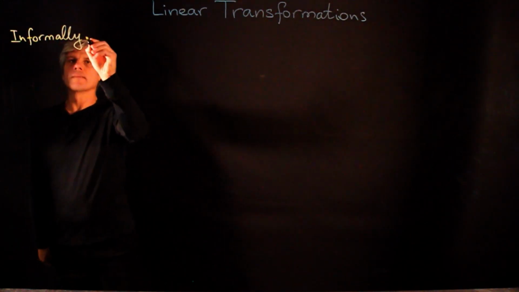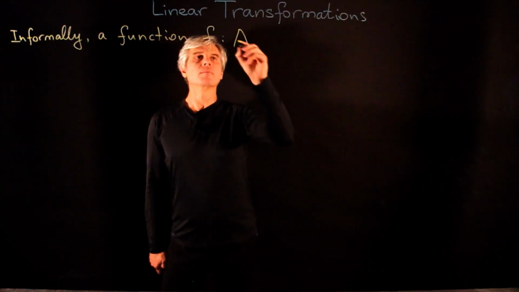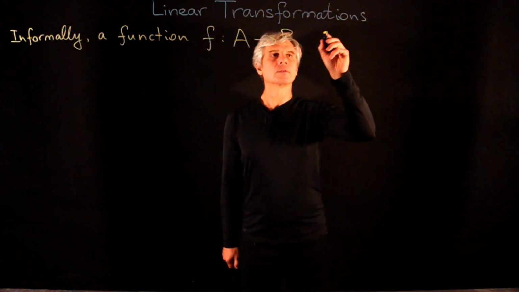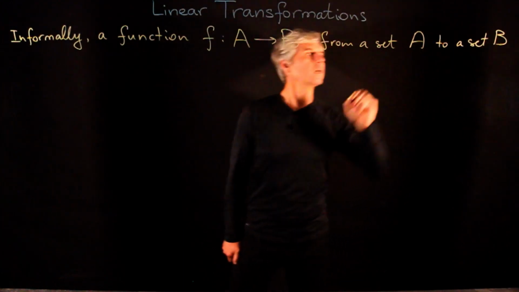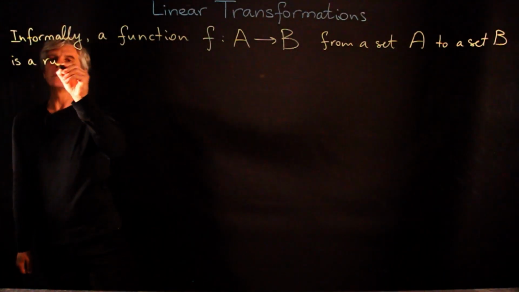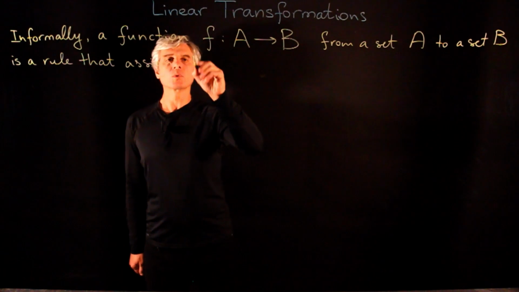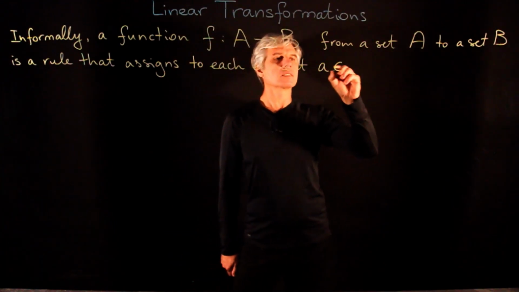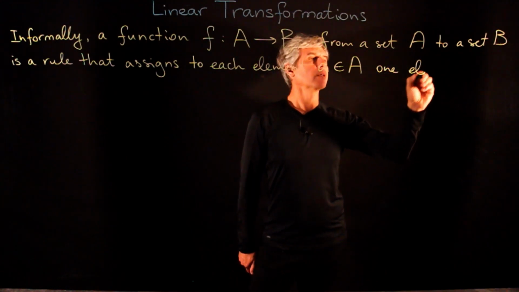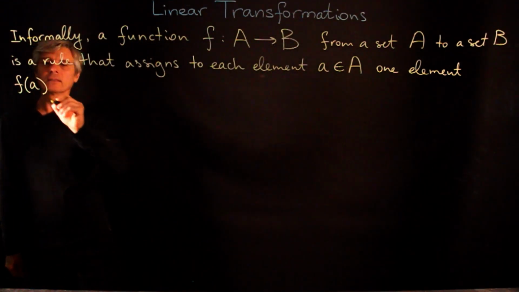Right? So informally, a function f from a set A to a set B is a rule that assigns to each element A in the set A one element, which is called f of A, in the set B.